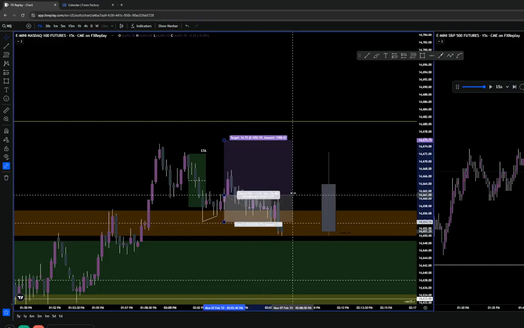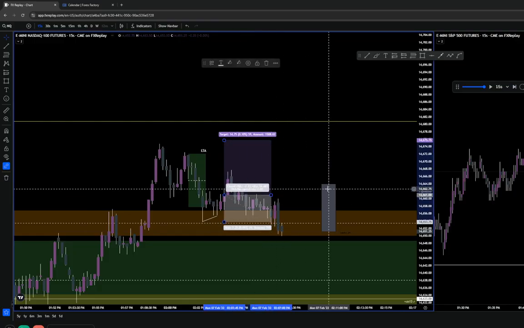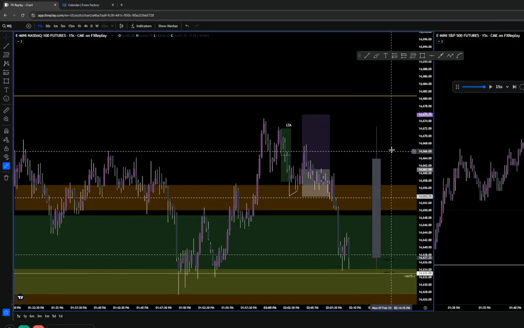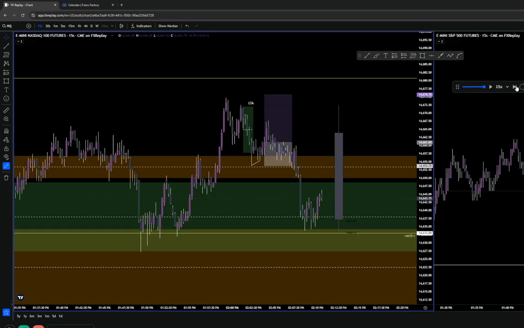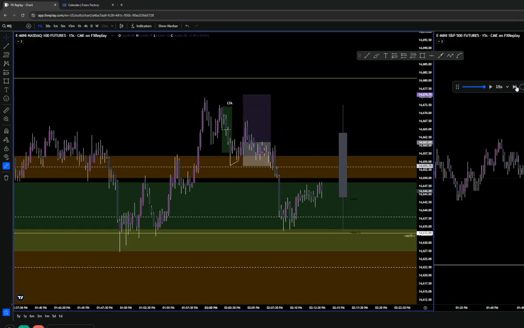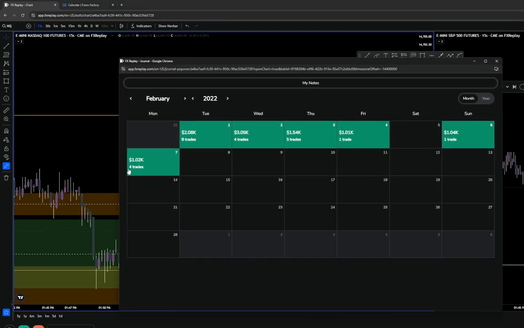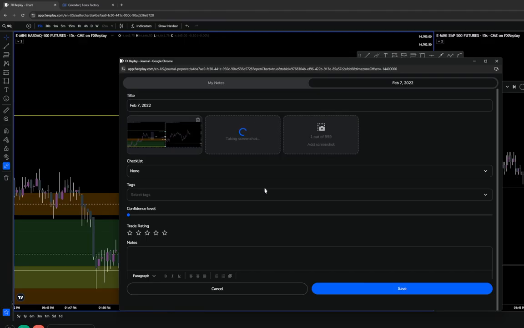Alright, stopped out. I like the setup though, so not tripping. And still up on the day. So let's see what happens though. Yeah, it just kept dumping. But yeah, really good setup. And let's journal it. Still no losing days in February 2022.